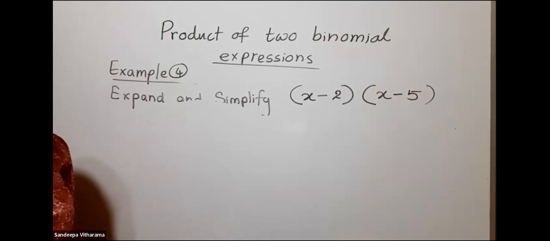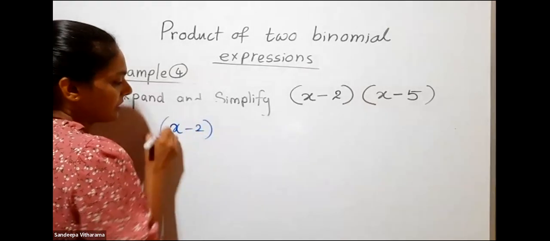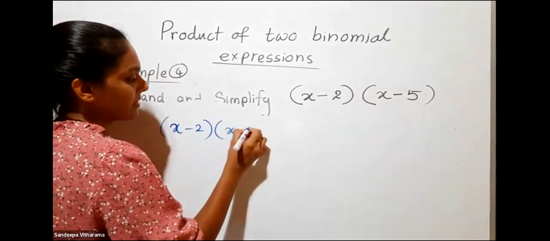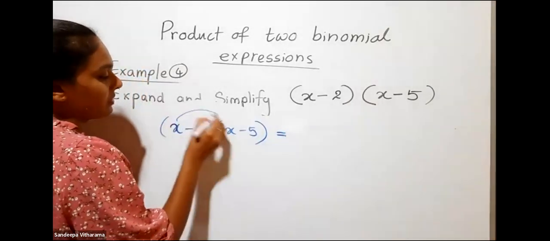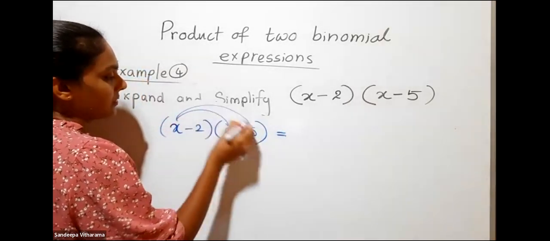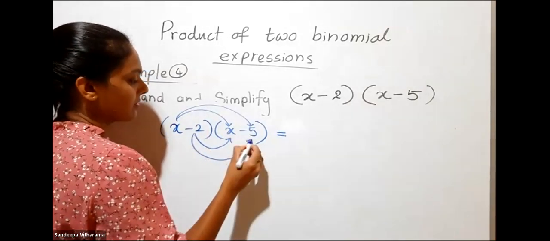Have you finished your other one? What is the answer? It's x minus 2 into x minus 5. Then first into first, first into second, second into first, second into second.